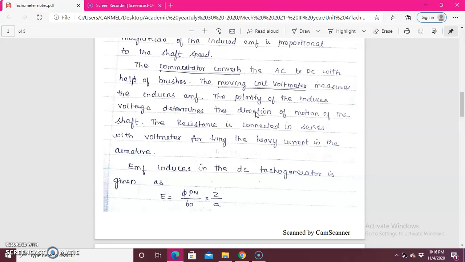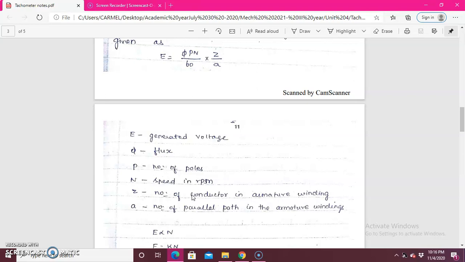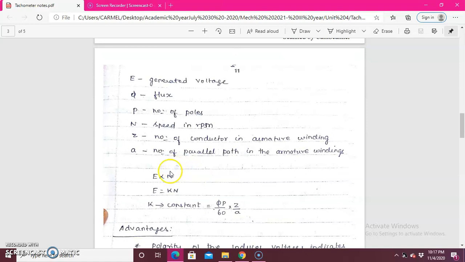The EMF induced in the DC generator is given as E = PNφZ/60A. Here φ is the induced magnetic field strength, P is the number of poles, N is the speed in RPM, revolutions per minute, Z is the number of conductors in the armature winding, and A is the number of parallel paths in the armature. So the induced EMF is directly proportional to the speed, that is E ∝ N. Multiplying by a constant K, we finally have the equation E = K·N, where K is replaced with φPZ/60A.